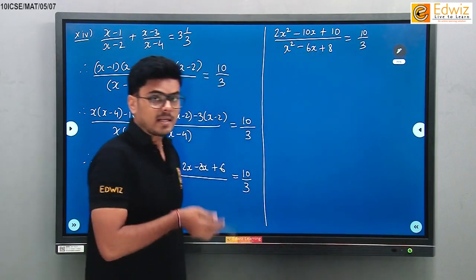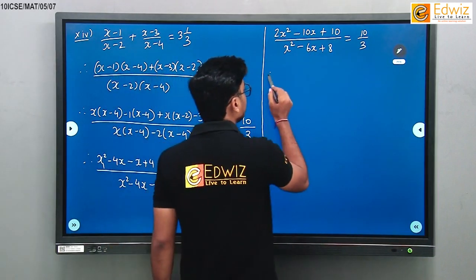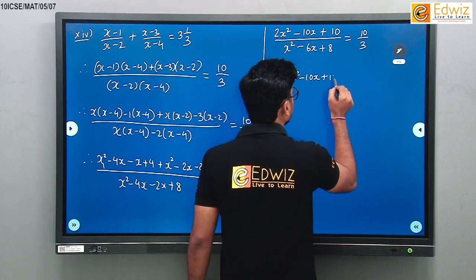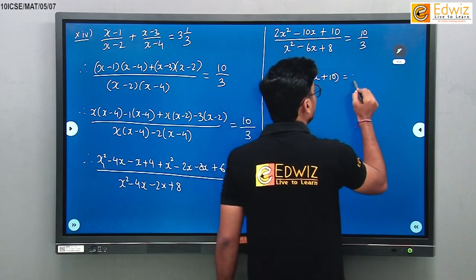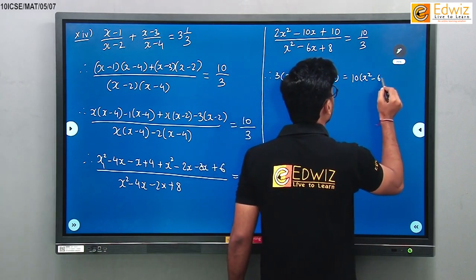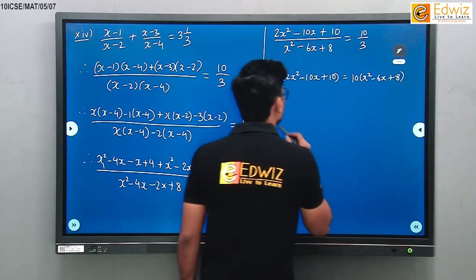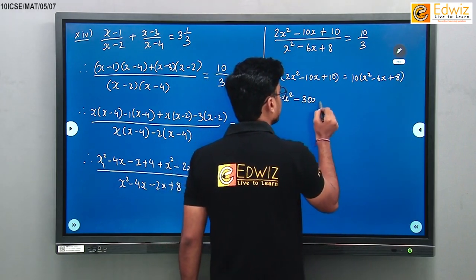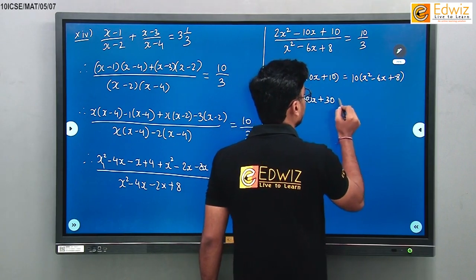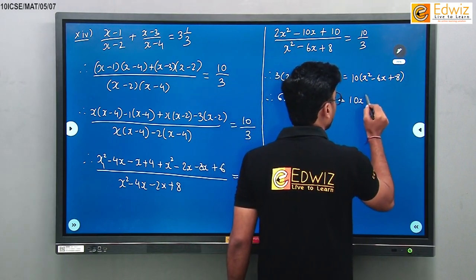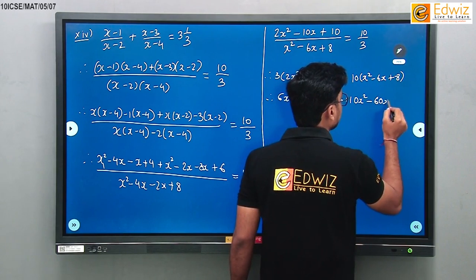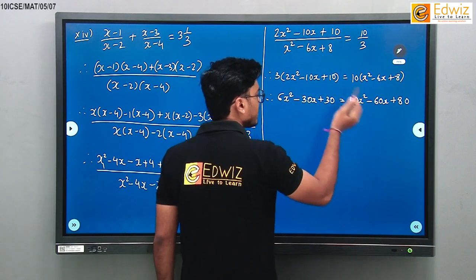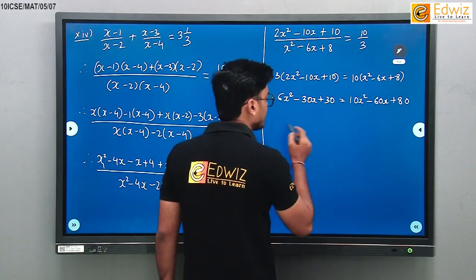Okay. Let us cross multiply again. So this will be 3 multiplied by 2x square minus 10x plus 10 equals 10 multiplied by x square minus 6x plus 8. So this is 6x square minus 30x plus 30 equals 10x square minus 60x plus 80.